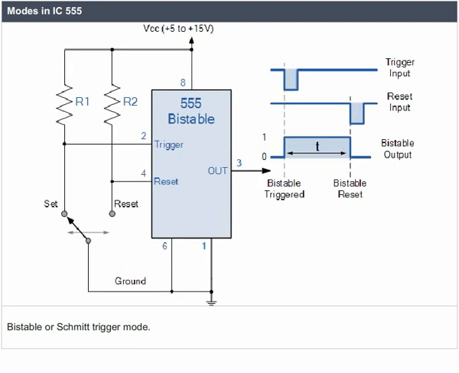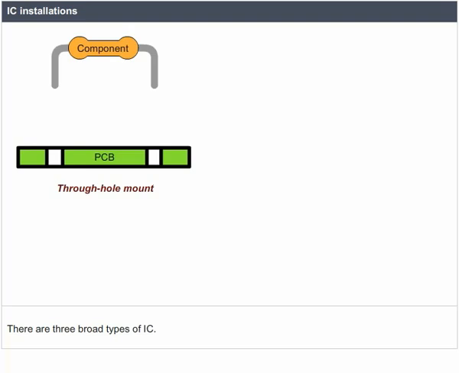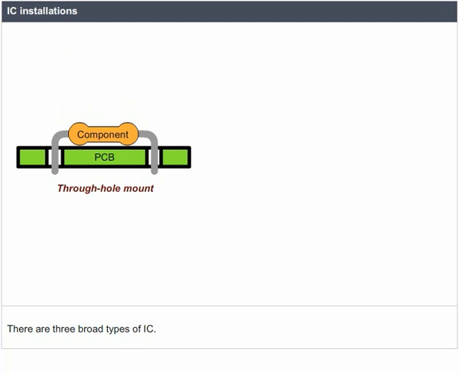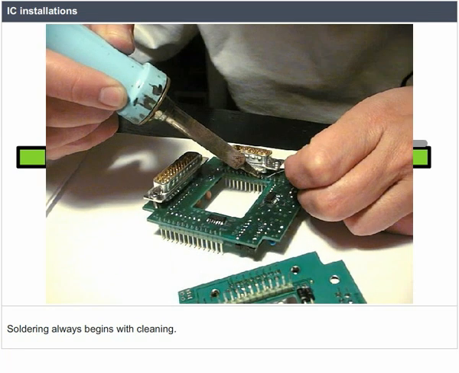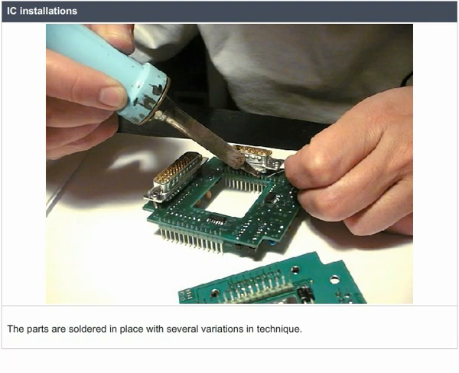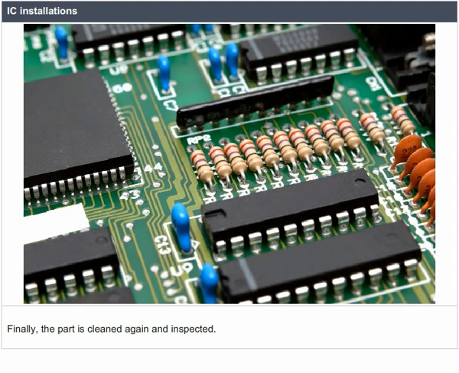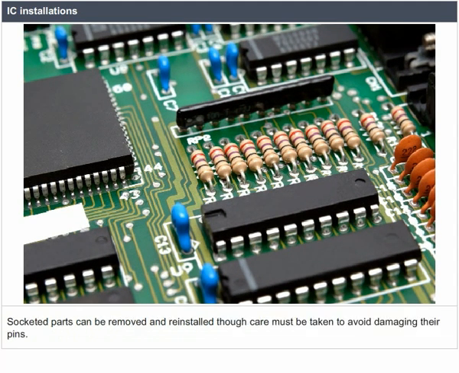IC installations. There are 3 broad types of ICs: through-hole mounts, surface mounts, and socket mounts. The first two involve soldering, but socket mounts do not. Soldering always begins with cleaning. The parts are soldered in place with several variations in technique. Finally, the part is cleaned again and inspected. Socketed parts can be removed and reinstalled, though care must be taken to avoid damaging their pins.